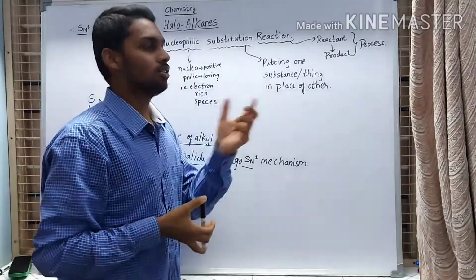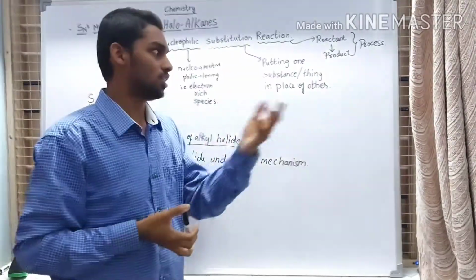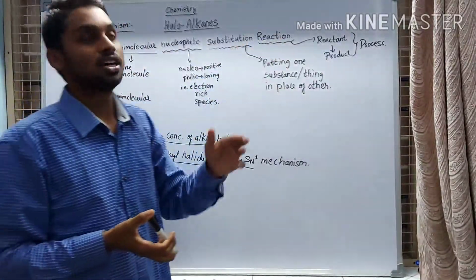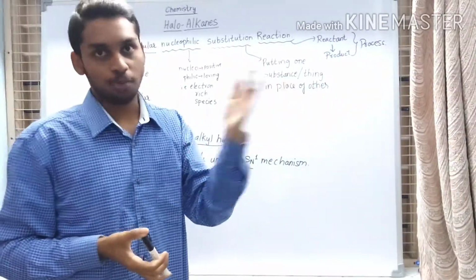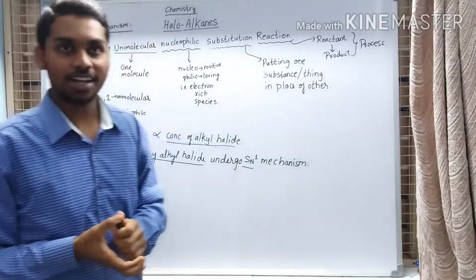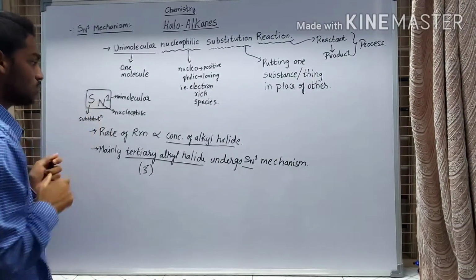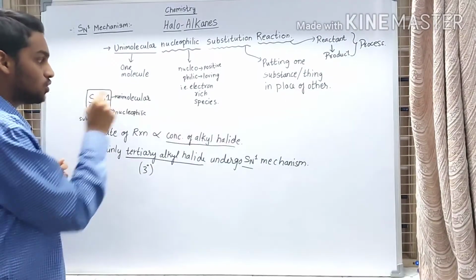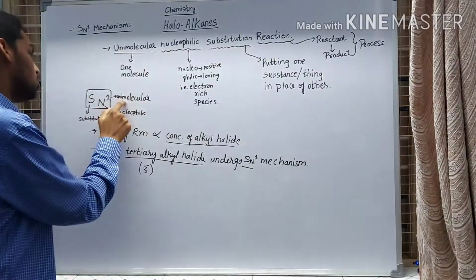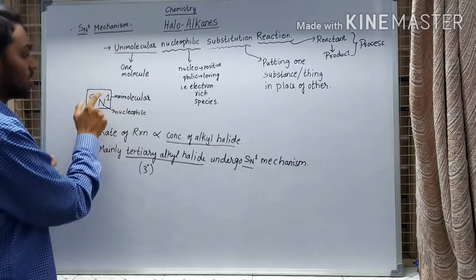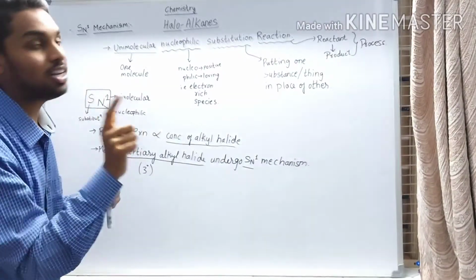Substitution means putting one substance or thing in place of another. And reaction: the process of getting a product from the reactant is nothing but the reaction. The term SN1 represents this: S means substitution, N means nucleophilic, 1 means unimolecular. So a unimolecular nucleophilic substitution reaction can be represented as an SN1 reaction.